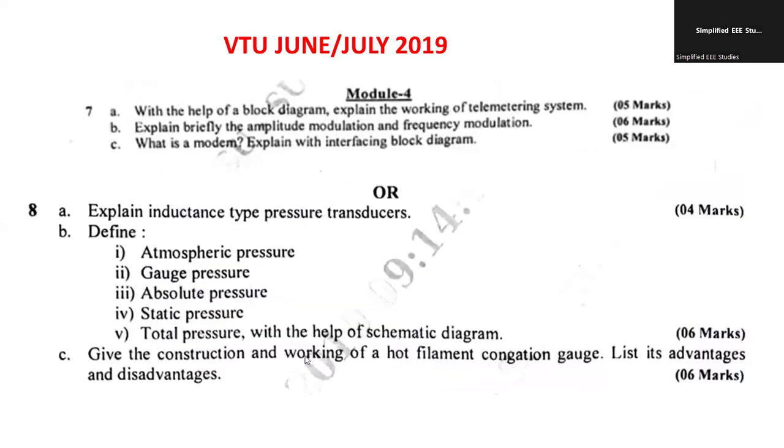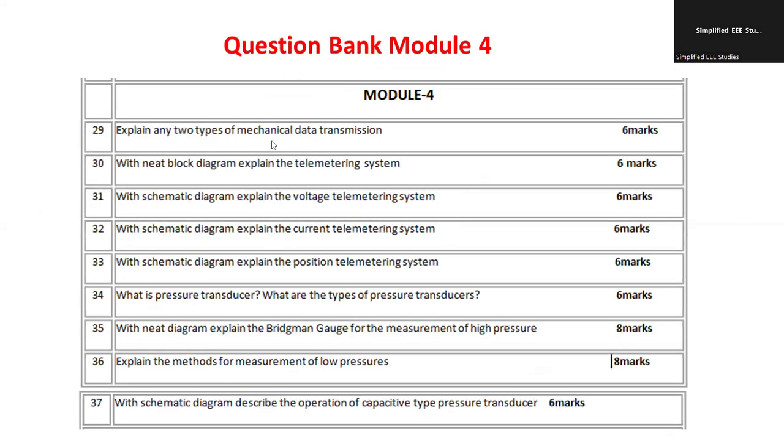Also, I have noticed some questions from June, July 2019. Here you can see: with the help of a block diagram, explain the telemetry system, the general block diagram of telemetry, then amplitude modulation and frequency modulation, and the interfacing block diagram of a modem. So these are the variable questions. Similarly, pressure transducers: the explanation of different types of pressure with the help of a schematic diagram. Then the hot filament ionization gauge.